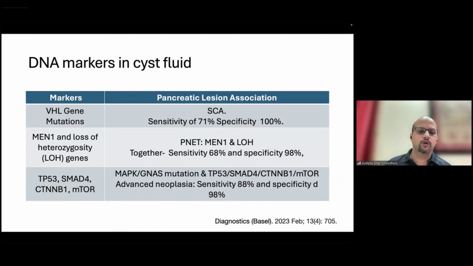The more interesting one is this combination of four: TP53, SMAD4, CTNNB1, and mTOR. Now, we know the GNAS mutation helps us identify IPMN as we discussed in the previous slide. When you combine the GNAS mutation and this score in a panel, the sensitivity of identifying advanced neoplasia rises to 88% and specificity is 98%. So just the addition of these four molecular markers to the GNAS significantly improves the sensitivity and specificity. So as time evolves, we'll have more and more markers coming in for cyst fluid analysis, and this is a very exciting field now.